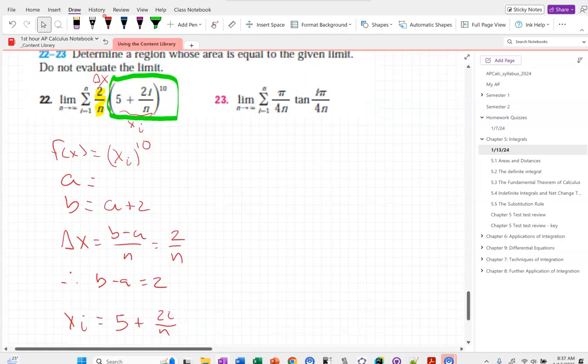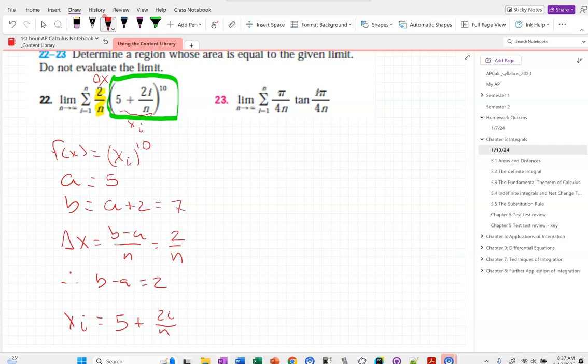And again, I'm doing way more than I kind of need to. Once you understand what you're looking at, you can look at this and fill it in. I'm just trying to give you the over-explanation of how I know what the things are. So that's 5. So that's 7 then, right? So I can say this then is the integral from 5 to 7 of x to the 10th dx.